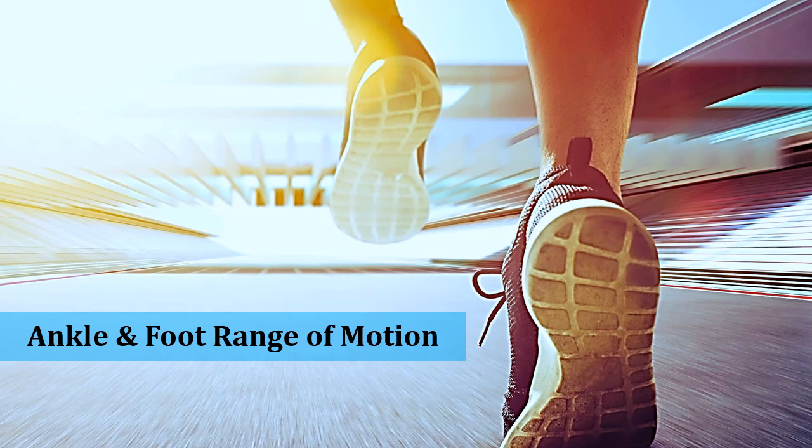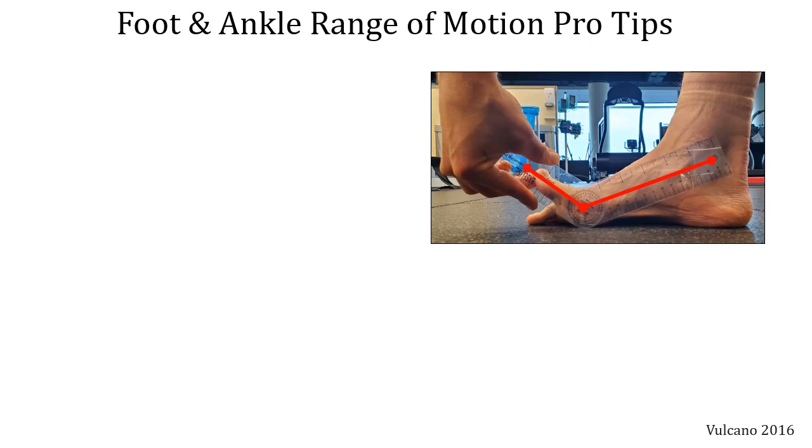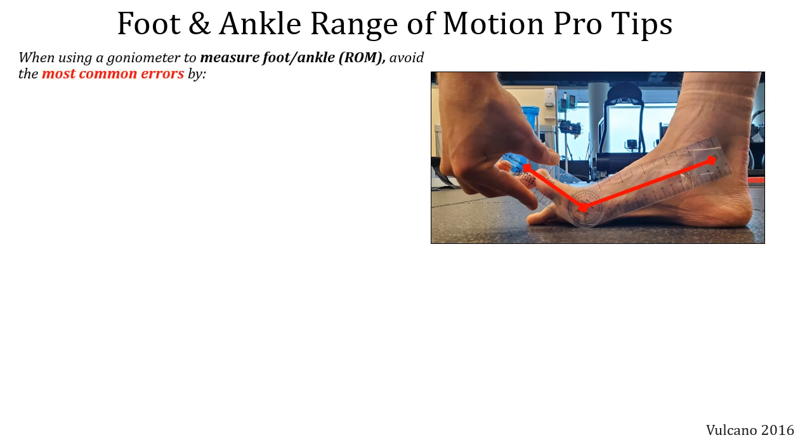Okay, so without further ado, let's get into our first domain, ankle and foot range of motion. All right, so when measuring the range of motion of the foot and ankle, there have been documented predictable faults that lead to measurement error. And so it's important to identify what those are, such that we can talk about some pro tips on how to make sure that we're getting accurate measurements of the foot and the ankle. So when using a goniometer or any other related tool for measuring the foot and ankle, we need to avoid these common errors by following these pro tips.